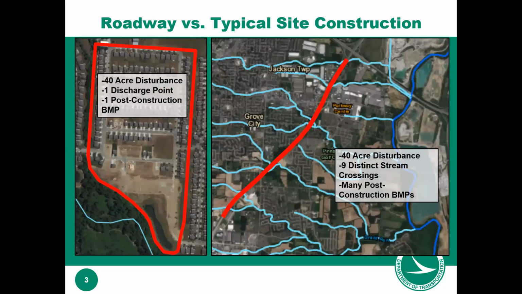So I wanted to show real quick what a 40-acre project looks like in site development versus roadway projects, just to highlight the differences. So 40 acres on the left is a housing development with a bunch of houses and a detention pond at the bottom that drains straight into a stream. Relatively straightforward. The lowest part of the grade, all the houses drain down there and go to the one BMP. On the right side, it's the same 40 acres of disturbance, but it's spread out across miles with 9 distinct stream crossings and a ton of different post-construction BMPs all over.